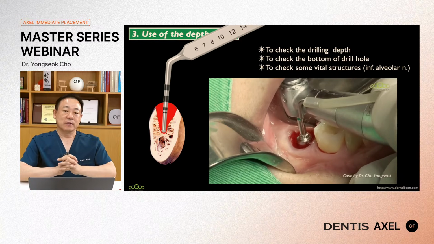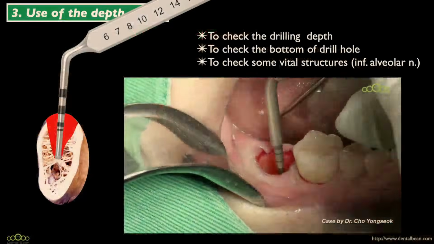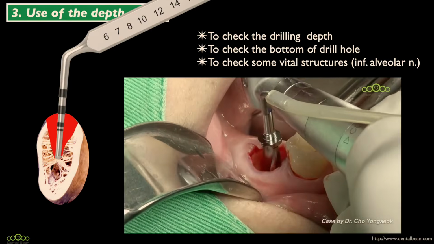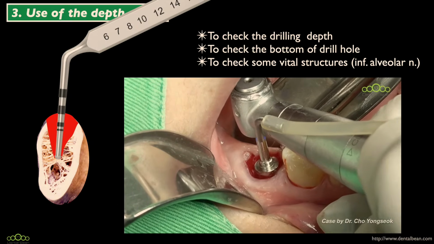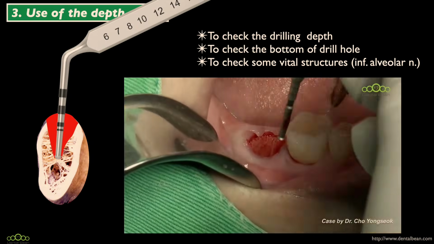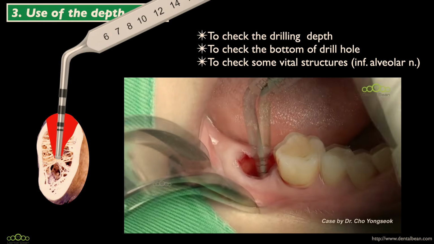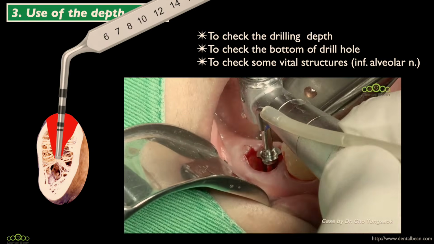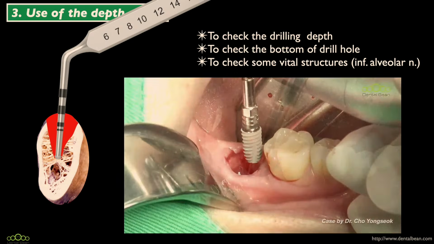And the depth gauge is a really important tool to me when I place implants, especially in immediate implant surgery. To check the drill depth, to check the bottom of the drill hole, to check some vital structures, the depth gauge is very useful and you must use it every time after drilling. One drill, one depth gauge is my rule.